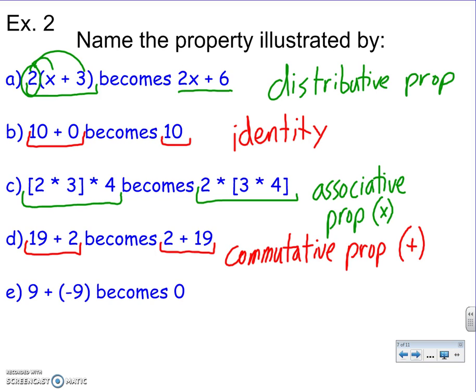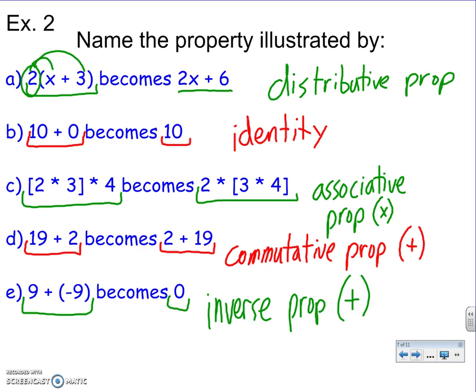In this last one, 9 plus negative 9 becomes 0. Well, that's just the inverse property of addition. All right, and I'll talk more about that on the next slide.